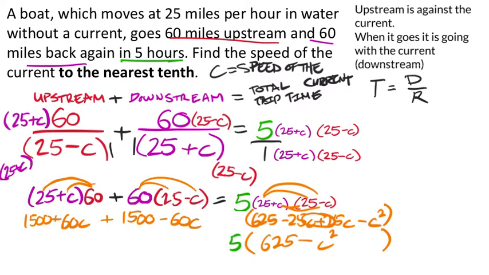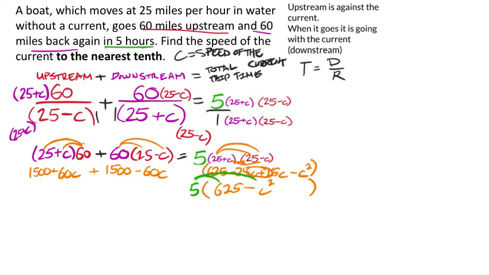Like I said, I'd like to get rid of that. And yeah, we do have some like terms on the left to combine as well. We'll get to that. But I'm going to distribute the 5 there. So I got 5 times 625, 3125. And then 5 times negative c squared would just be negative 5c squared. That's pretty good.